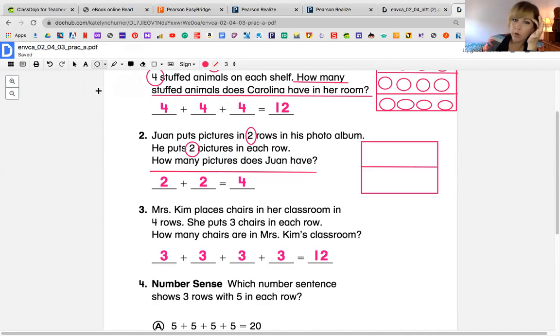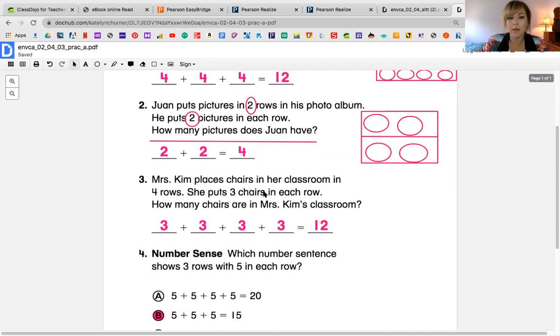And now going back to the question, it says he has 2 rows in photo albums, and he puts 2 pictures on each row. So here's 1 picture, here's a second picture, and then this row also has 1 picture and a second picture. So there's my array. I have 2 rows of 2. So my math sentence reads 2 plus 2, and then altogether I have 4. So that's how I got number 2, okay?